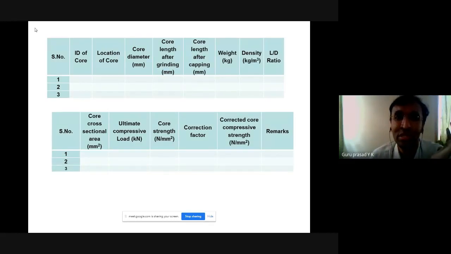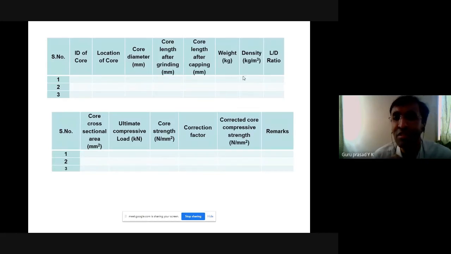You should measure the core diameter. The core diameter depends on the drill bit you are using; the core drill is chosen based on that diameter. You get diameters of 75 mm, 100 mm, and 150 mm. Then the core length after grinding, meaning after you have chamfered the edges, and then the core length after capping. Capping has to be done. In some cases, sulfur capping is done so that you get an even surface when you do the compression test.